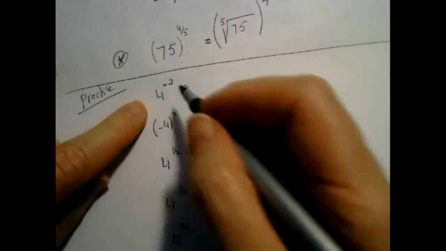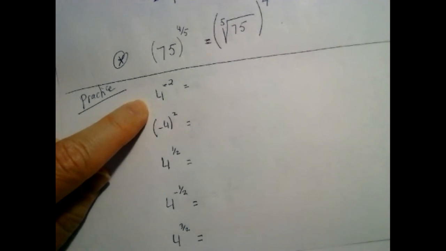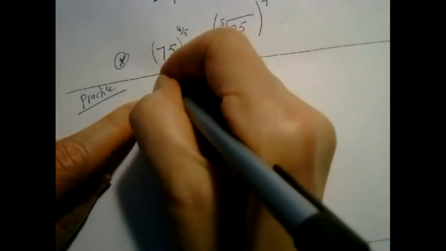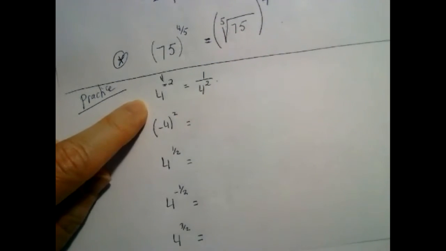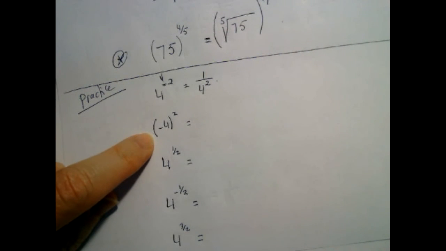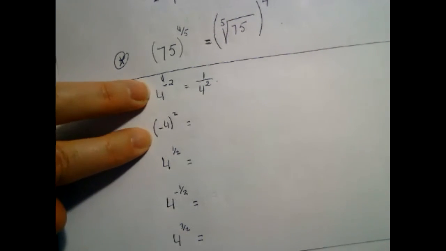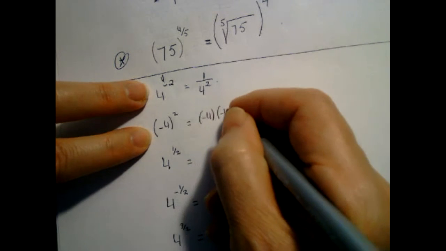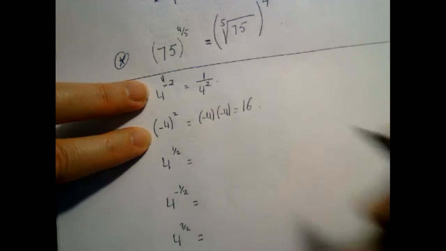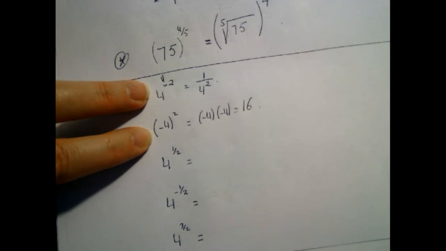The first one, 4 to the minus 2, is what? Quickly on chat, I want the answers. Okay, that's a negative power. It's 1 over 4 squared. Now, minus 4 to the power 2. There is no relation whatsoever between those two, very different. This is nothing more than minus 4 times minus 4, 16. So be very careful.